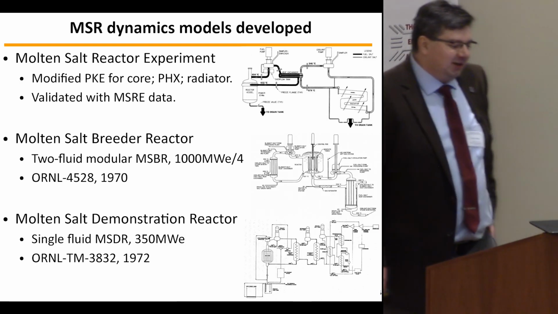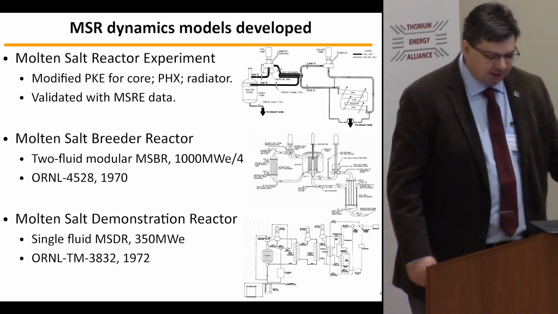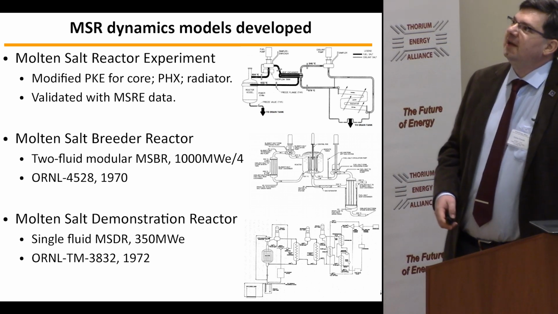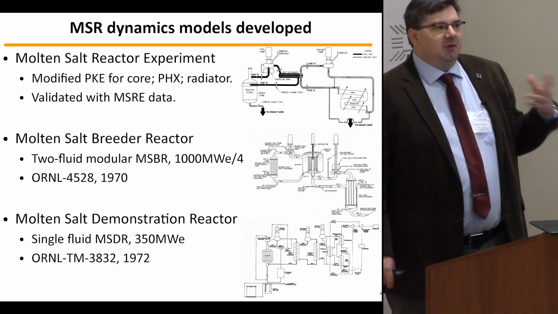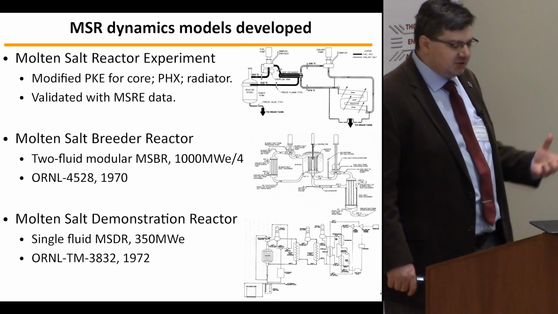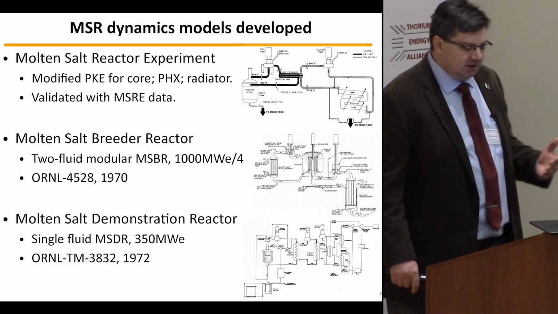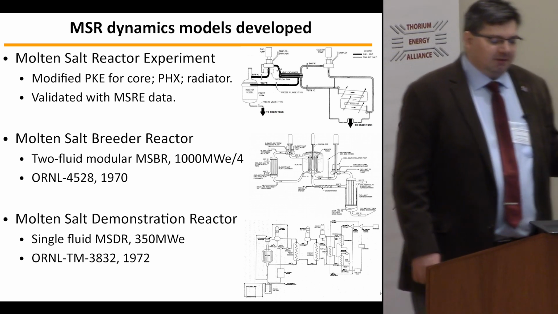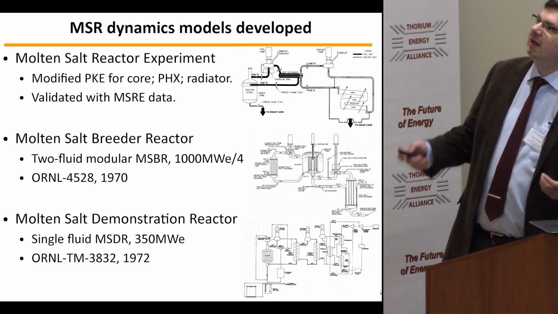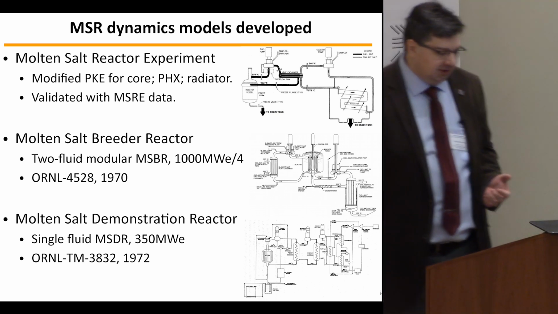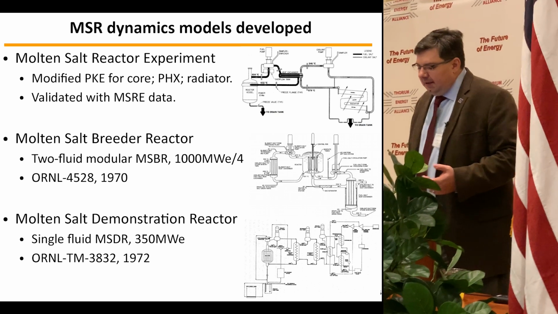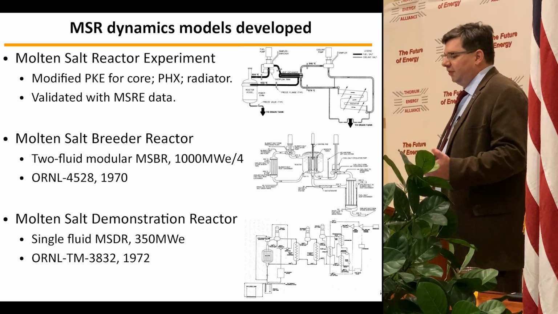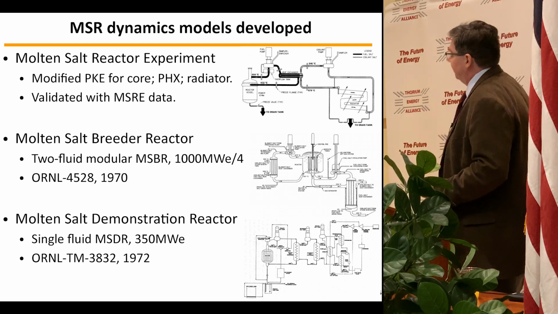So what models have we developed? And these are the models I will briefly talk about. We have a molten salt reactor experiment model, which you're familiar with. So this is basically a modern version of the model from the 60s and 70s by Sid Ball and Tim Kerlin. We have modified point kinetics equations for the core modeling. We have a primary heat exchanger and radiator model, and this has been, to the extent possible, validated with the MSRE data. Then we have a model of the two-fluid molten salt breeder reactor, and a single-fluid molten salt demonstration reactor. And here are the sketches of the power plants.